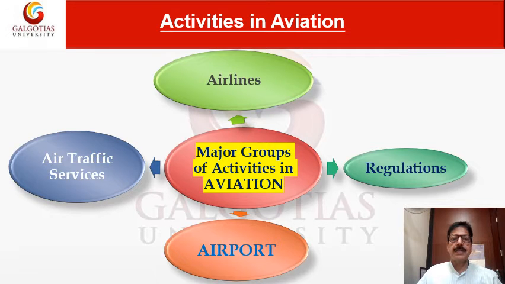To control all these elements, airport, air traffic services, and airlines, we need to have regulatory bodies. They issue the regulations which smoothen the airport operations. And the objective is safe flying as well as safe destination achievement.